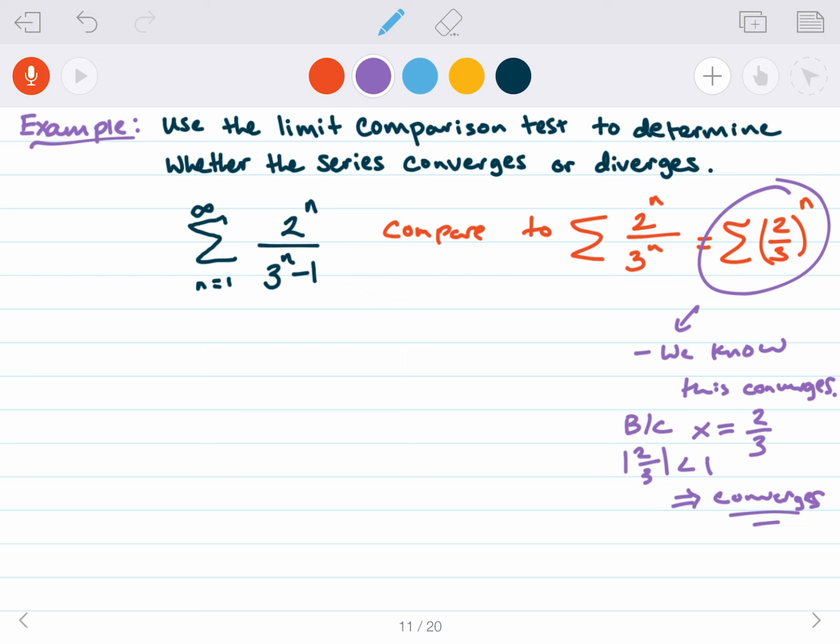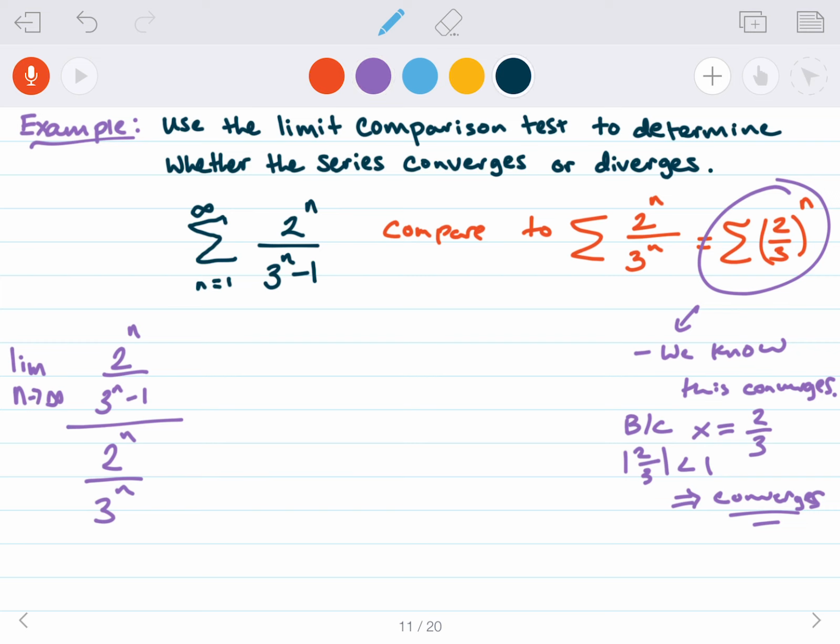So if we do this comparison test and we end up getting a limit, we know that this thing's going to have to converge too. All right, so let's go ahead and do that. So we have the limit as n goes to infinity of 2 to the n over 3 to the n minus 1 divided by 2 to the n over 3 to the n. And I'm writing it in the first way we saw it because that's going to let me cancel things out easily. You want to change your form depending on the situation.